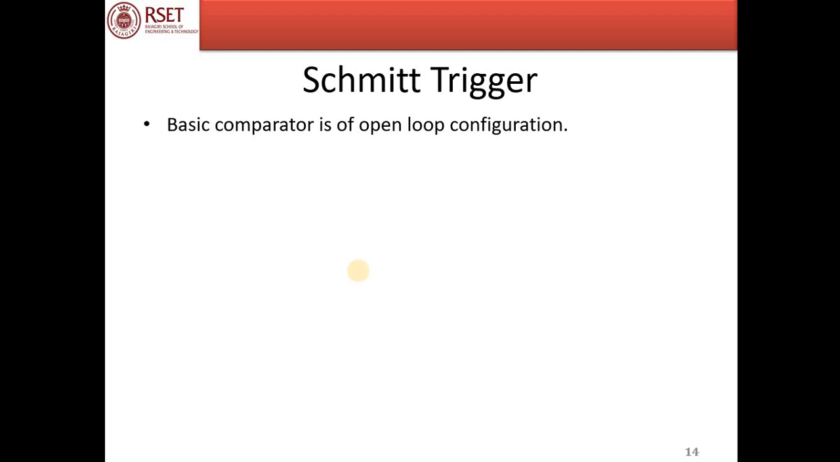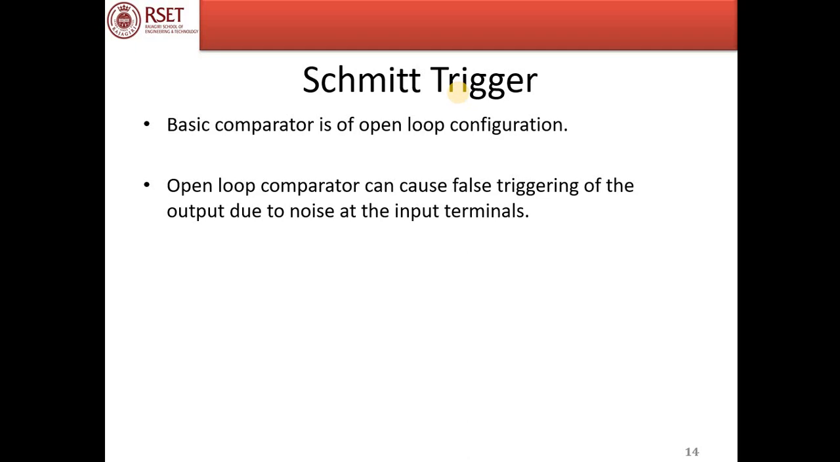Let us move on to the third circuit, Schmitt trigger. So we know that a basic comparator as well as a zero crossing detector is of open loop configuration. There is an issue with this open loop configuration. Even if there is noise at the input, the output will suddenly switch from plus Vsat to minus Vsat or vice versa, which is not desirable. That is, an open loop configuration can cause false triggering of the output due to noise at the input terminals.